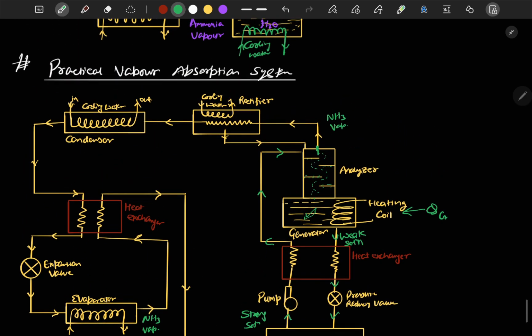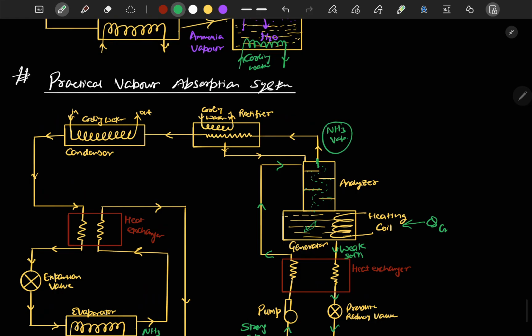Let's say there might be some additional water vapors left at the exit of your analyzer. This will be removed with the help of your rectifier, also known as a dehumidifier, and the water which is condensed here will be sent back to your analyzer. Now here we have only pure NH3 in vapor form. It will be condensed to NH3 liquid, which will also be pure.